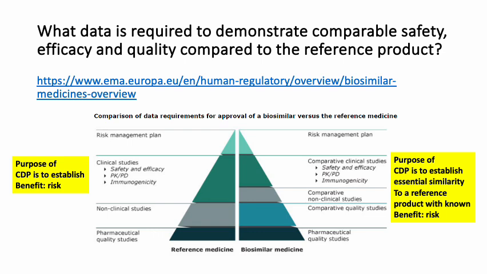This is a schematic which shows the type of information that is needed for the reference medicine and the biosimilar medicine. So for the reference medicine or the original biologic, the purpose of the clinical development plan is to establish the benefit and risk ratio to make sure that the efficacy outweighs the safety. And the purpose of the clinical development plan for biosimilars is to establish essential similarity to a reference product with a known benefit and risk ratio.